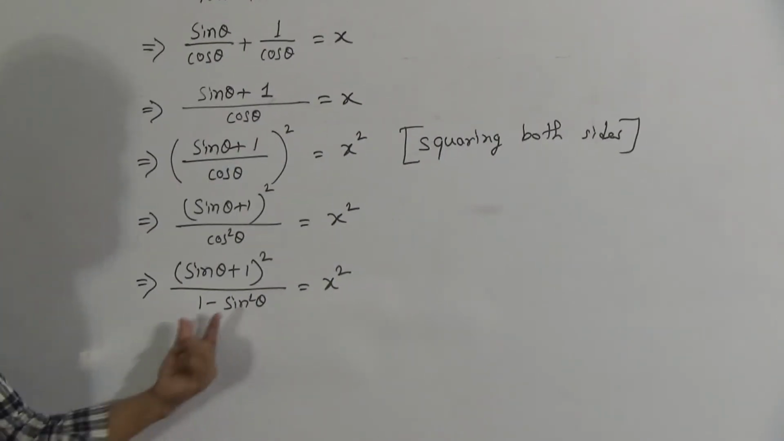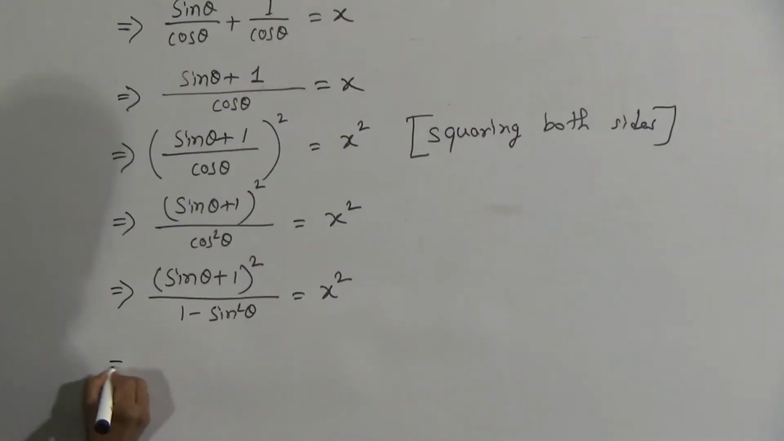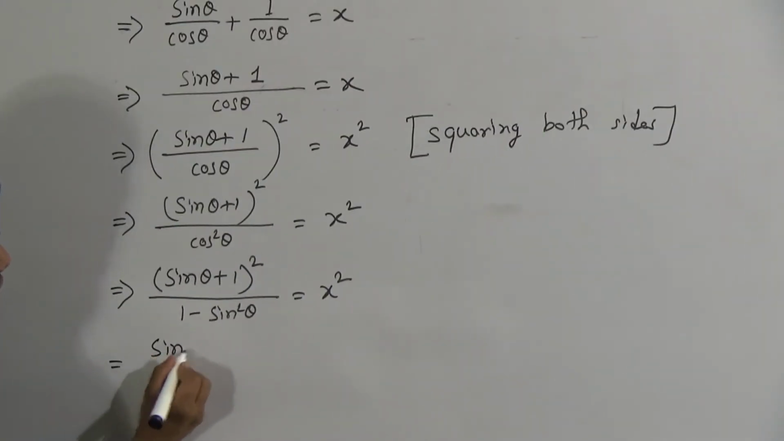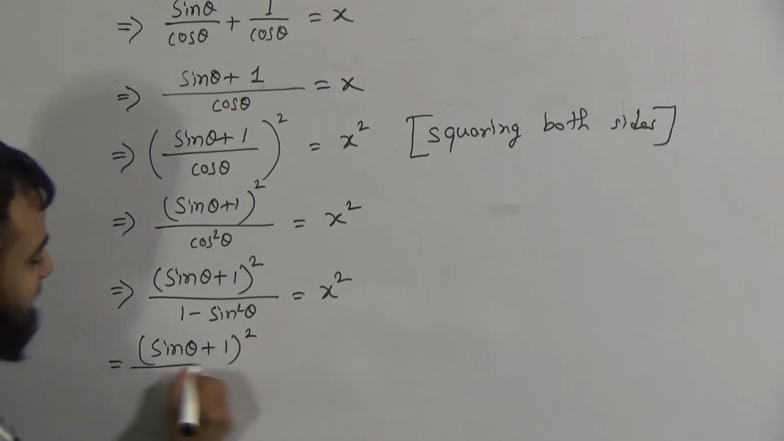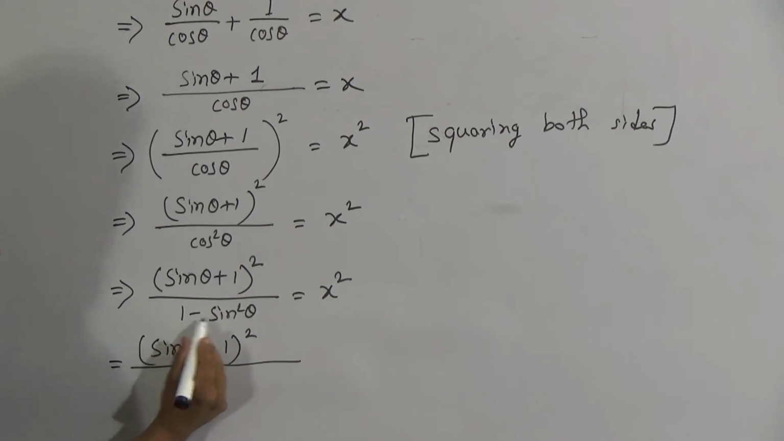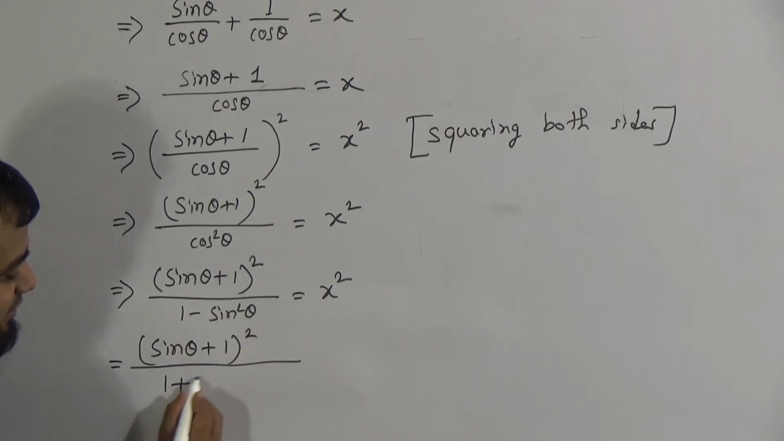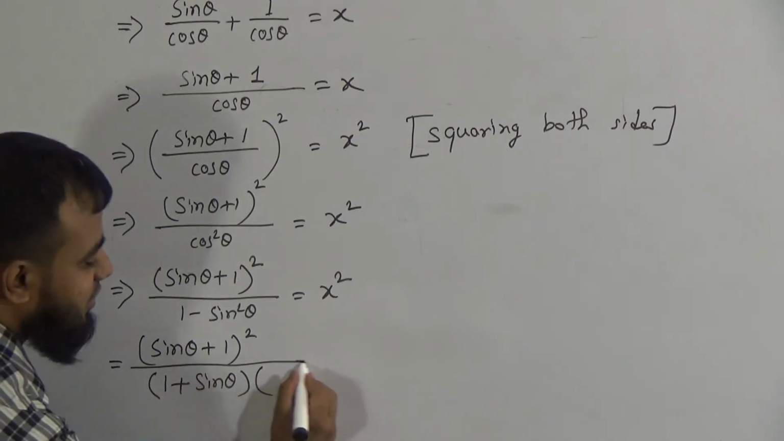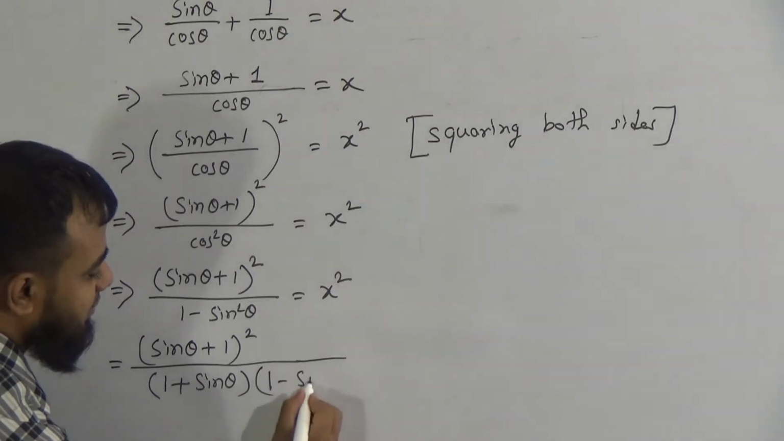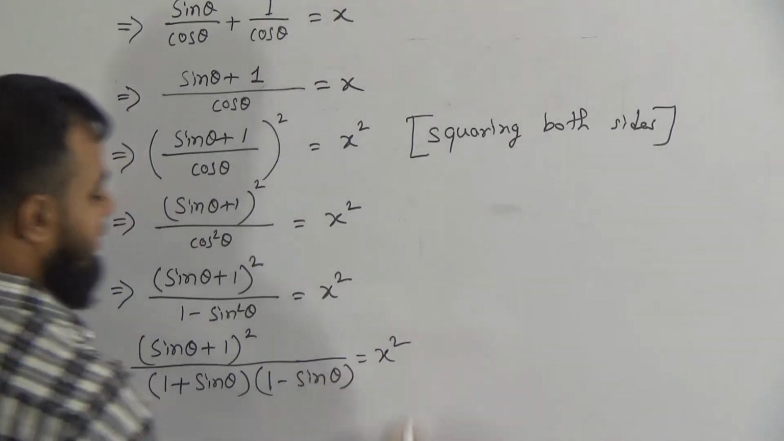We know the formula: a square minus b square equals a plus b into a minus b. So we will write down the formula here. The numerator remains unchanged, (sin theta plus 1) whole square, divided by a square minus b square, that means (a plus b)(a minus b). A means 1, b means sin theta. Okay, a plus b into a minus b, that's equal to x square in the right side.